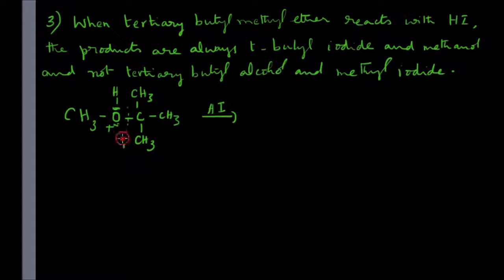Let us call it the first option. When we cut this bond between the oxygen and the tertiary butyl group, let us see what products will be formed. One product will be methanol, and this part will form the tertiary butyl carbocation. And later, of course, the iodide will join that and will form the tertiary butyl iodide. There is another possibility also. Instead of that, this bond can also be broken. We will call it the second option.